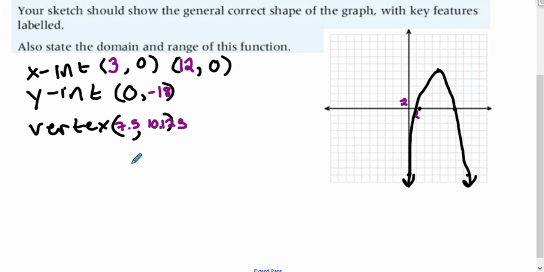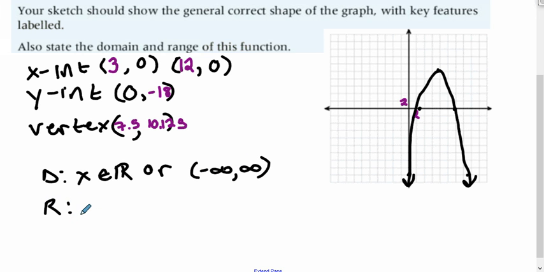I did ask you also to list your domain and range. So your domain would be: x is an element of the reals, or you could say from negative infinity to positive infinity. And then for your range, the low value is negative infinity, the high value is this y value here, which was 10.125. So from negative infinity, always go low to high. That one's included.